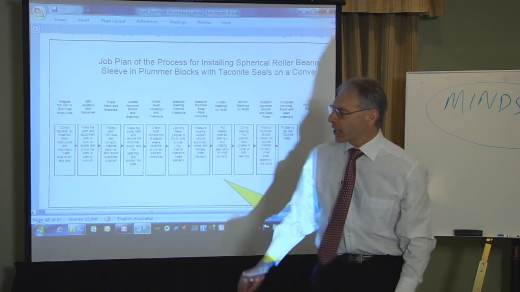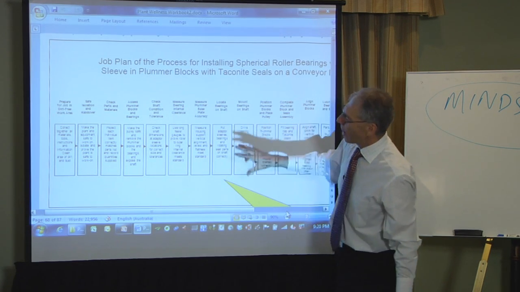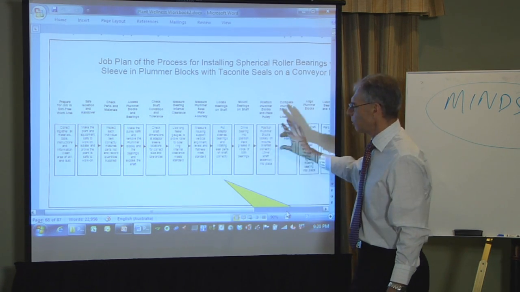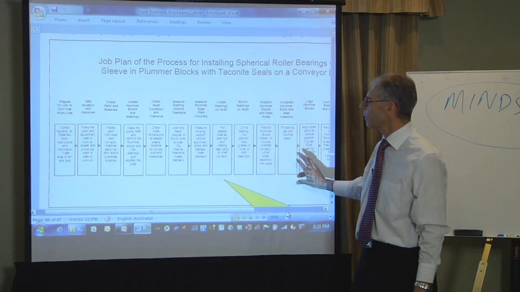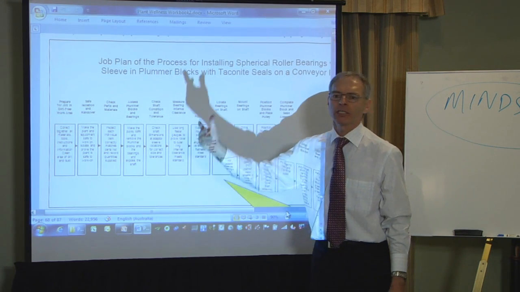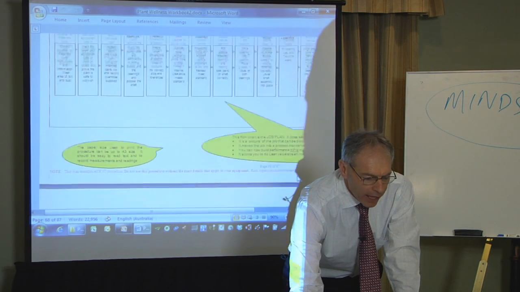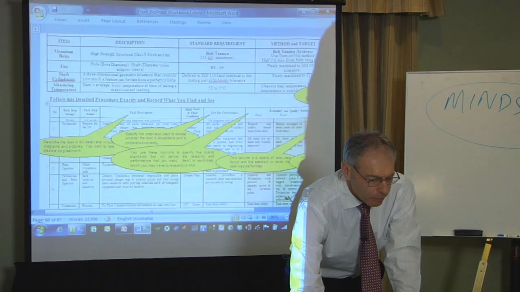I don't expect planners to convert their job plans into a flow chart. I leave that there in the example to make the point that all of these are important. There isn't one here that I can afford to do wrong and expect to get 5 to 10 years trouble-free operation out of my machine. But that's only the job plan. Now I'm going to do the job procedure.